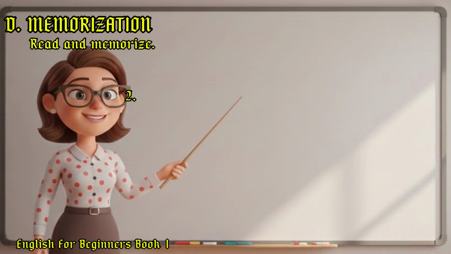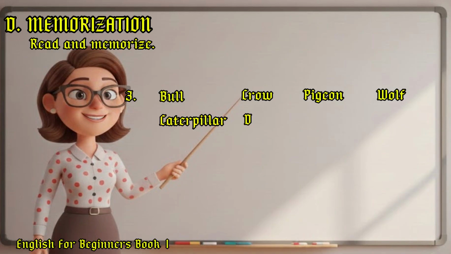2. 50, 60, 70, 80, 90, 100. 3. Bull. Crow. Pigeon. Wolf. Caterpillar. Dove. Pig. Worm. Cockroach.